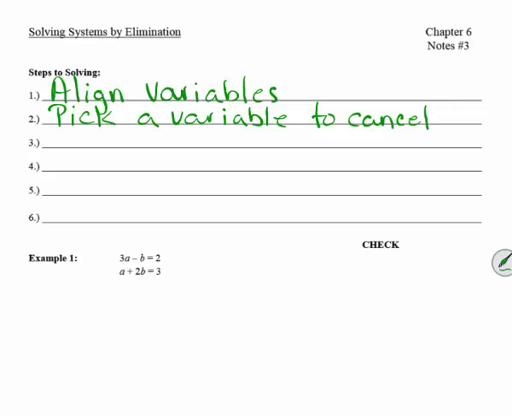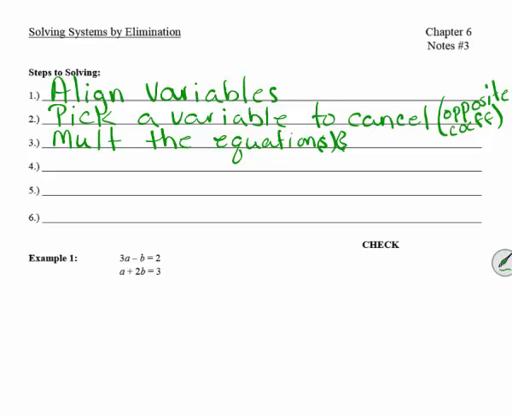Then, once you've decided that, in order for them to cancel, they have to have opposite coefficients. Meaning, same number, different sign. So, if needed, then you have to multiply the equations to have the opposite coefficients. And you'll see an example in a minute.